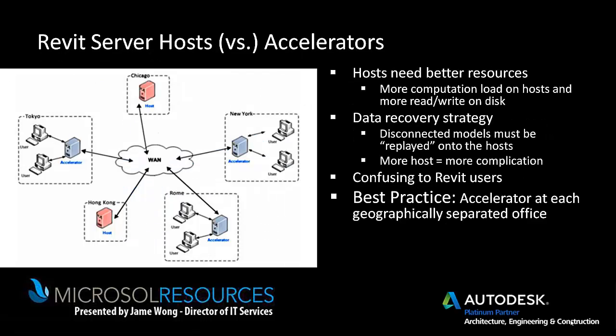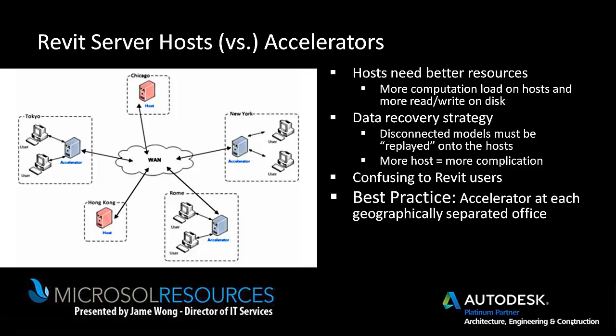As you've seen in the previous picture, there can be several hosts and several accelerators. But does it mean that every host can be an accelerator at the same time? Not necessarily. Hosts need better resources. There's more computational load on hosts, and thus more read and write on disk. Then there's the data recovery strategy. If you have disconnected models, they must be replayed onto the host and then resynced to accelerators. If you have more hosts, then you have to replay those models, which means there will be more complications. Also, it can be confusing to Revit users.